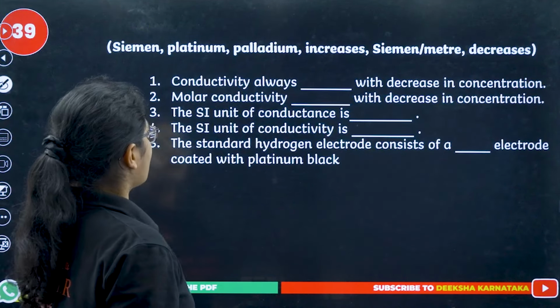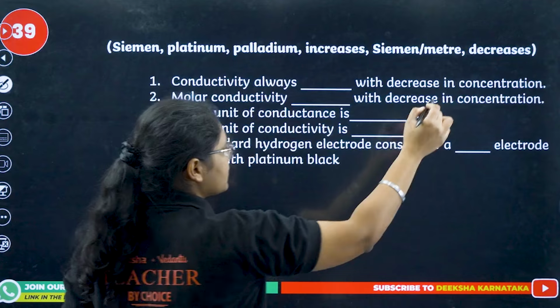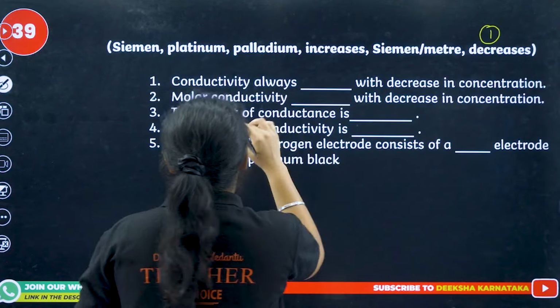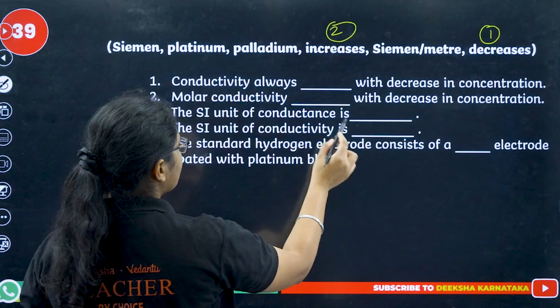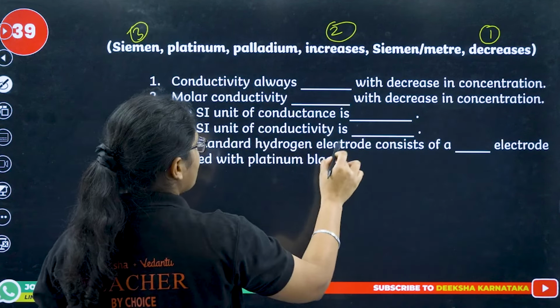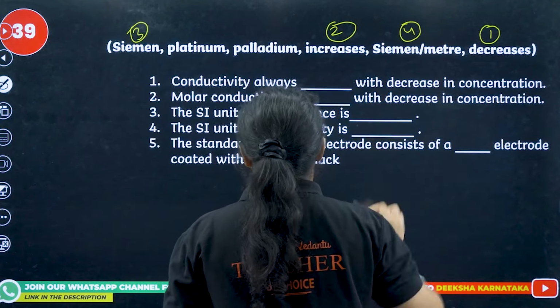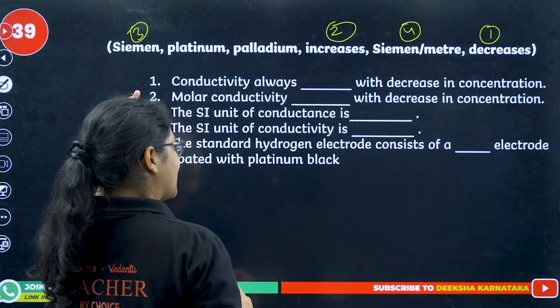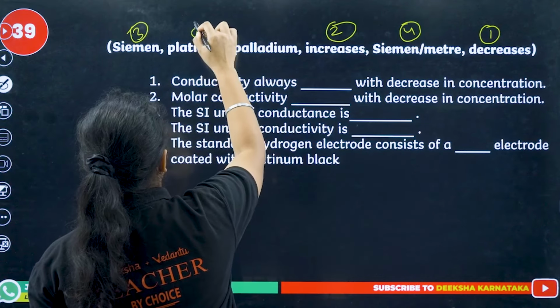Next we have conductivity always dash with the decrease in concentration. So conductivity decreases, molar conductivity increases with the decrease in concentration. Conductance unit is ohm inverse, or you can say Siemens. Conductivity unit is your Siemens per meter, that is Siemens meter inverse. Then standard hydrogen electrode consists of a platinum electrode.